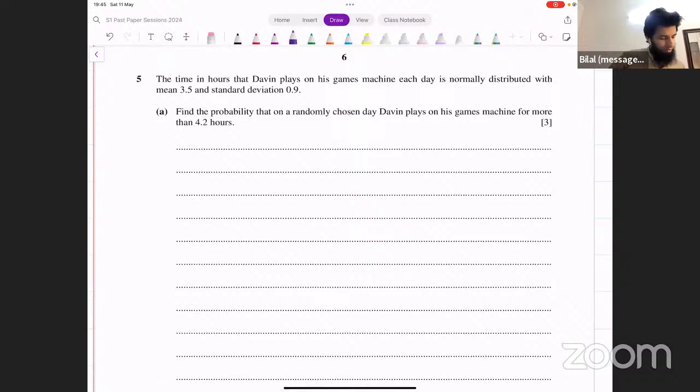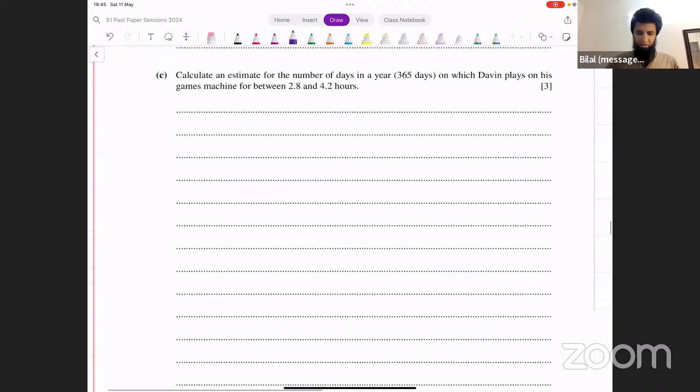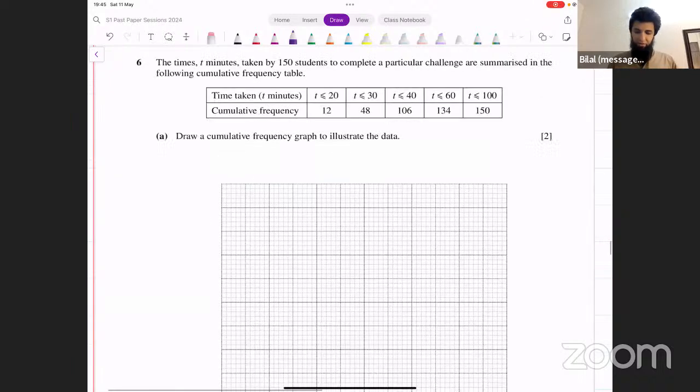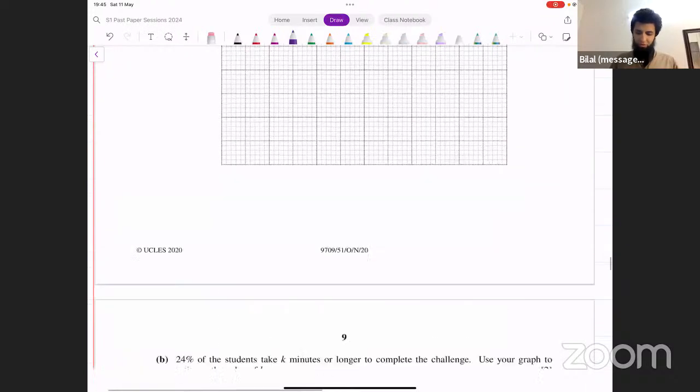Okay, so from this paper, you're asking about questions 6 and 7 in particular. So we'll just have a look at them quickly then, because the rest of the questions, they do not really look that complicated. Okay, so let's start with this one. Question number 6. What about this? So the first part is just about cumulative frequency curve. I hope you can all do that.